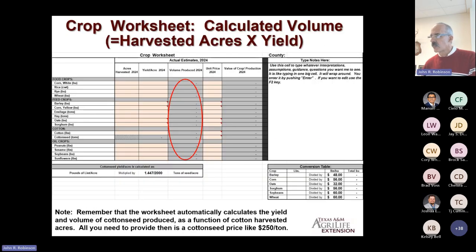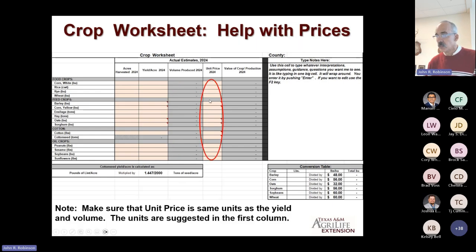Okay, so that third column is a calculation basically of acres harvested times yield. You put numbers in the first two, it calculates the third column, and then all that's left after that is coming up with prices. Where do we get price data from? Well, we sent you some price data. One of the email attachments to the original emails in early November included USDA Texas prices as of the month of October and USDA US crop prices as of the month of October. And you could use those.